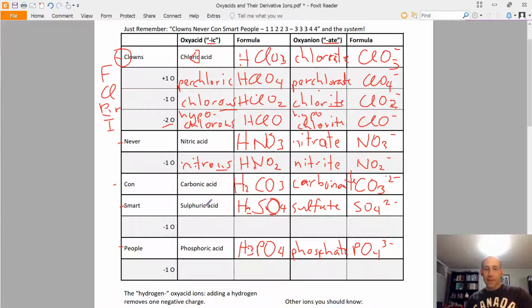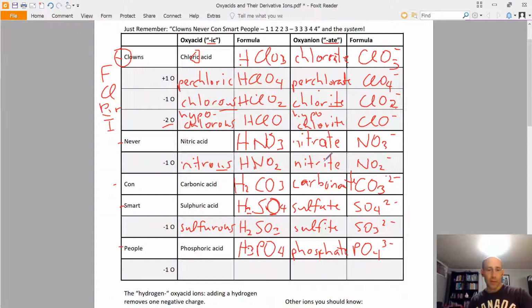Same thing for sulfuric acid. When we lose one oxygen, it becomes sulfurous acid. Sulfurous acid. You've got room to write the word acid in there. Go for it. Formula, H2 stays the same, SO3, because it's got one less oxygen than the standard one, right? And what we're going to call the ion, we'll call it the sulfite ion, and its formula will be SO3 with a 2 negative charge.